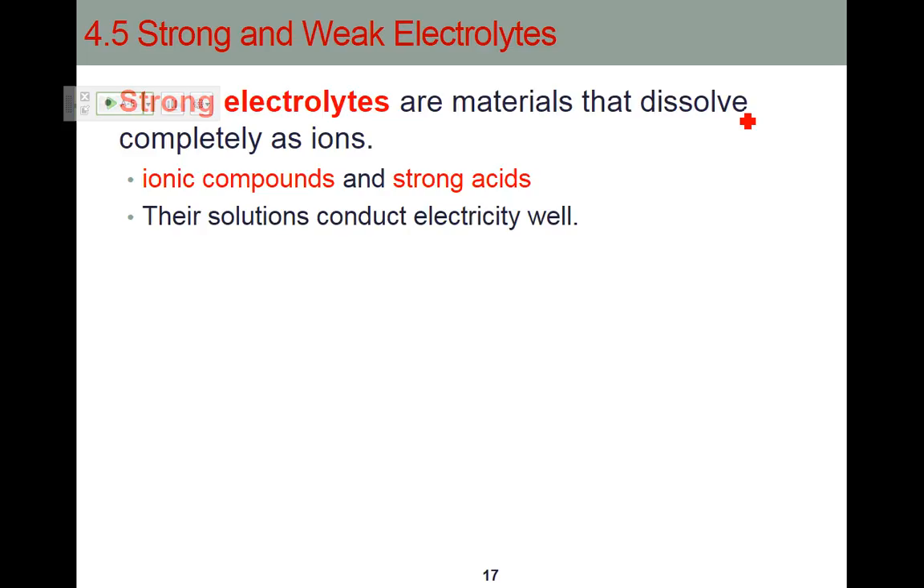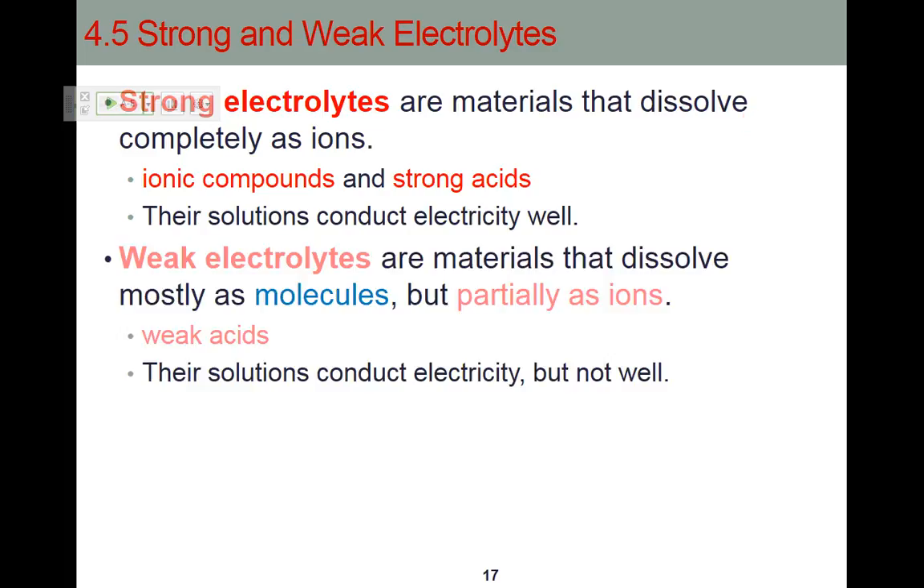So that brings us to the concept of strong and weak electrolytes. Strong electrolytes are materials that dissolve completely as ions. So ionic compounds that are soluble are usually strong electrolytes, as well as strong acids, and they're going to conduct electricity very well. Weak electrolytes are materials that dissolve mostly as molecules, but might have a small amount of ions. Or if we just have a partial solubility, those are going to be weaker.